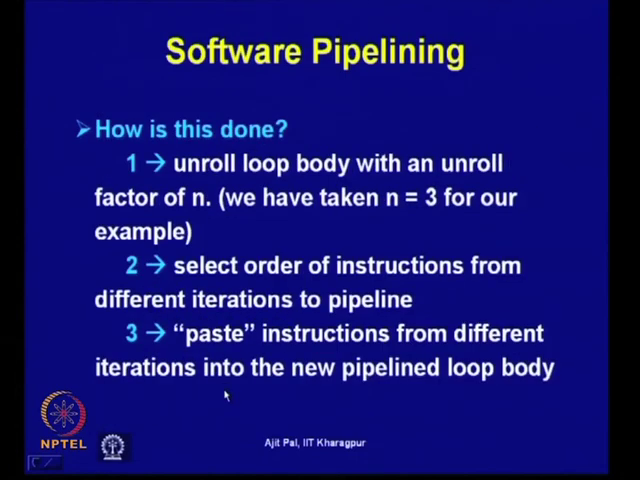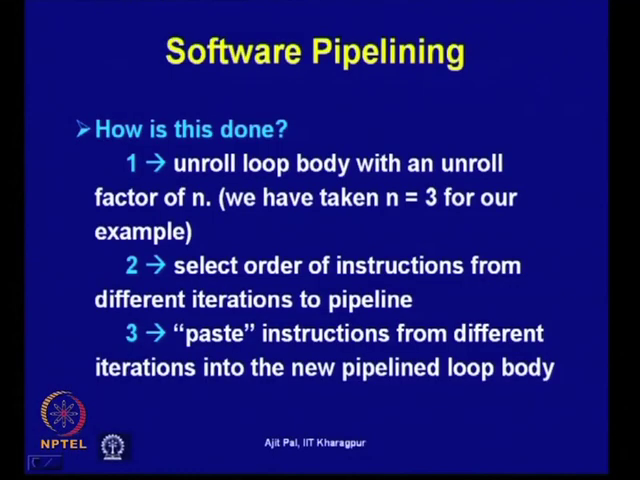Let me illustrate this with the help of an example. But before that, here it is explained how this software pipelining is implemented. Number one step is to unroll the loop body with an unroll factor n. Here also, just like the loop unrolling done to improve instruction level parallelism, which I explained in the last lecture, you will be doing loop unrolling, but for a different objective. Here the way the instructions are executed is different from the previous case.